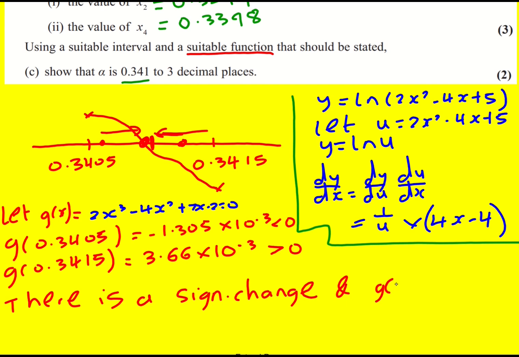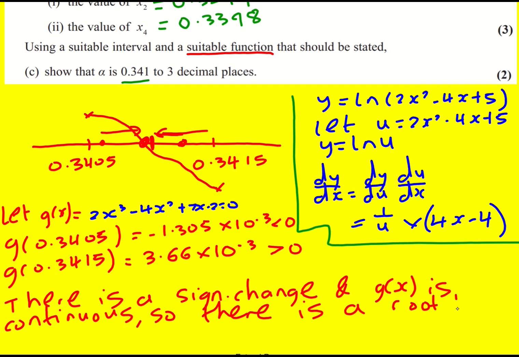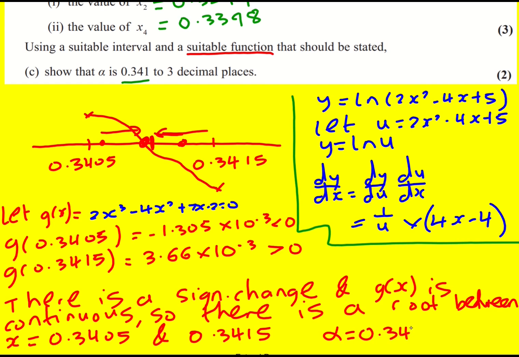And g of x is continuous. It's important that we say that. Okay, it doesn't jump from being below the axis to above. It's continuous, so it's going to necessarily go through it. So there is a root between x equals 0.3405 and 0.3415. And therefore, alpha equals 0.341 to 3 decimal places.